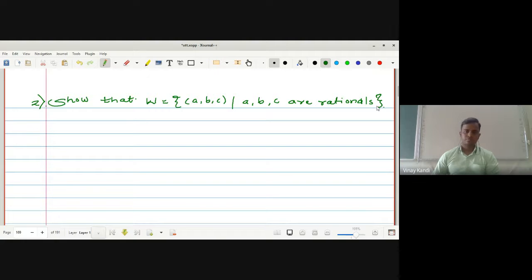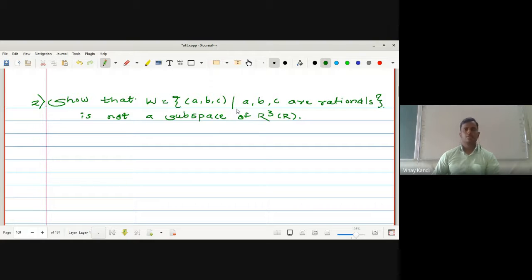Okay. W is equal to {(a, b, c) where a, b, c are rational numbers} is not a subspace of R3 over R.